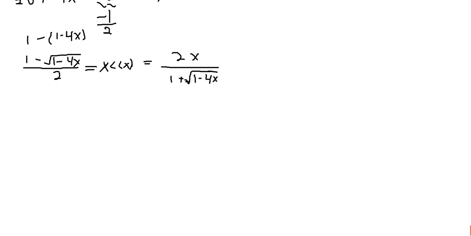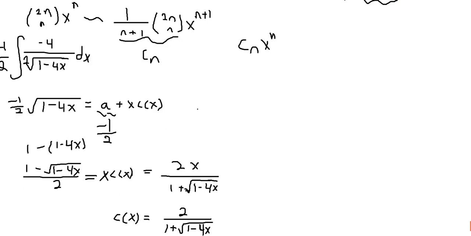All right. And then we can just divide by our x. So in all, we get that the generating function for Catalan numbers is 2 divided by 1 plus the square root of 1 minus 4x. Yeah, that's it.